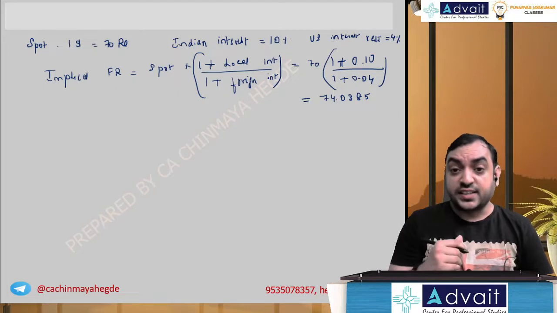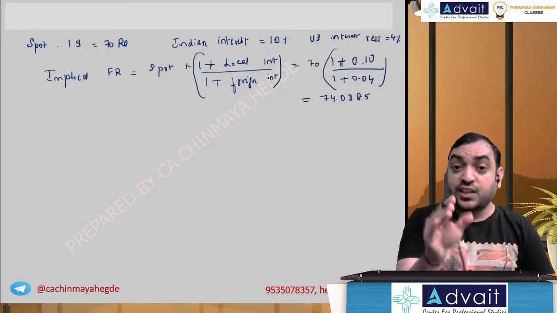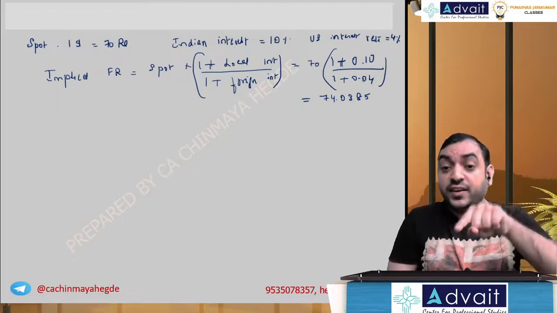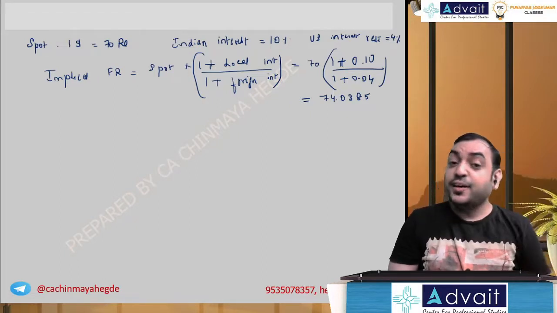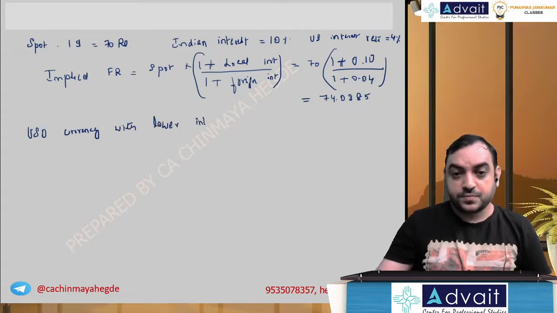Why is the forward rate high? Because the US interest rate is less. A currency with a lower interest rate is trading at a premium. USD, the currency with lower interest rates, is trading at a premium.